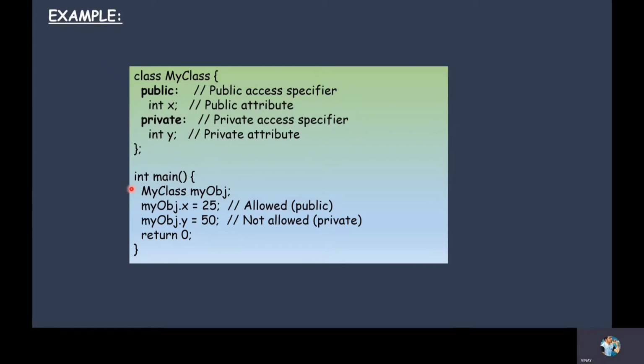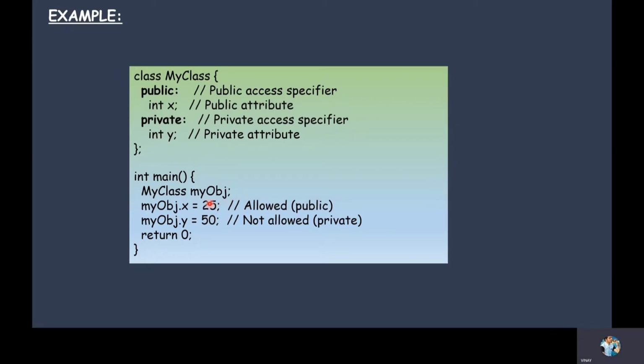Then it is a main function of integer data type started with open curly bracket. Then MyClass myObj, it is a declaration of an object. MyClass is a class name, myObj is an object name. myObj.x = 25. We can access or call the data member using the object and dot operator, and we initialize the value of 25.